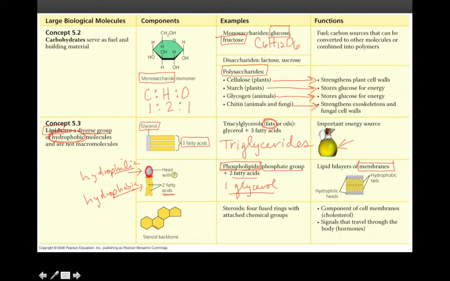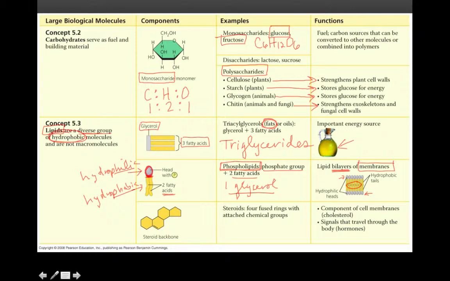Because of the amphiphilic nature of phospholipids, they tend to form a phospholipid bilayer in the aqueous environment of a cell, where the charged phosphate heads interact with water inside and outside the cell, whereas the hydrophobic nonpolar fatty acids are in the center of the membrane.